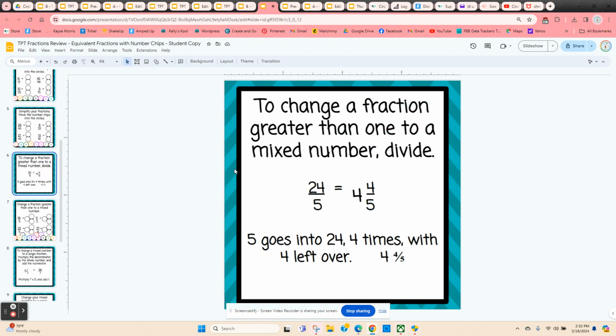And then they're shown how to change a fraction greater than 1 to a mixed number. We used to call these improper fractions. These are fractions where the number in the numerator is larger than the number in the denominator. So to do that, they're just going to divide. So 5 goes into 24 4 times. That's our whole number. And that leaves 4/5 left over.